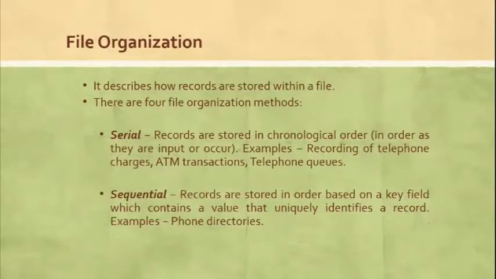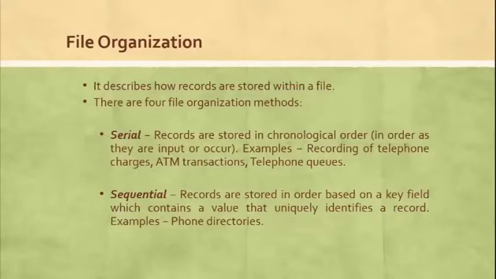Next, let's proceed with file organization. It describes how records are stored within a file. And there are 4 file organization methods. We have serial. Records are stored in chronological order, in order as they are input or occur. Examples: recording of telephone charges, ATM transactions, or telephone queues.